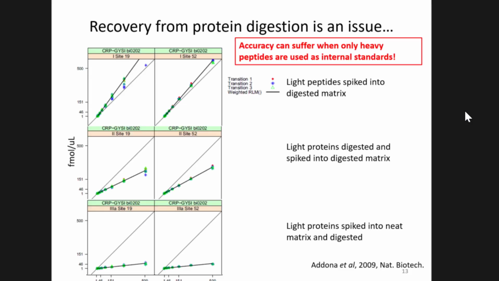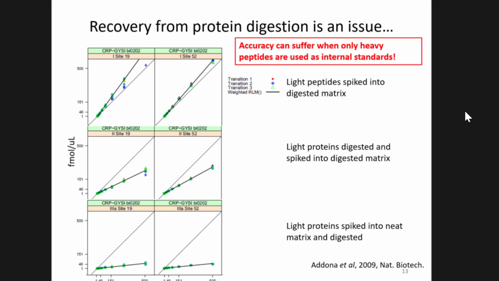Okay, so this was an interesting data set. This was from the very first CPTAC study done in the mid-2000s. This is the peptide, first 4 amino acids, GYSI, from the protein CRP, C-reactive protein. And these are 3 different experiments, and then the columns are 2 different sites. The sites analyzed very similar sample kits that were prepared at one site and then distributed.